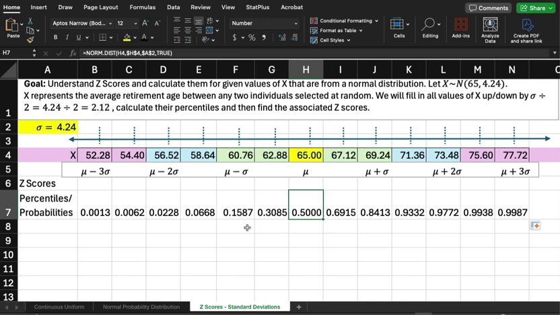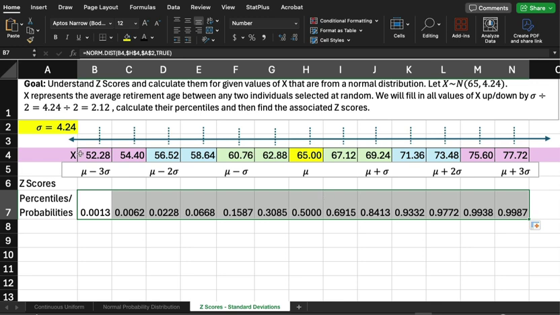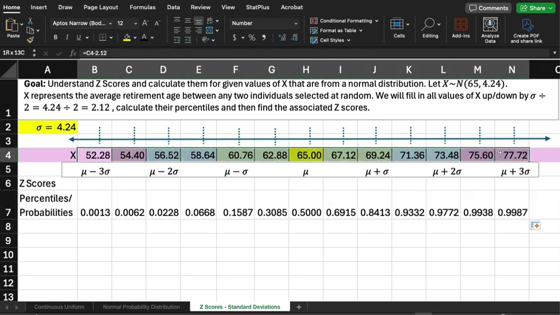Okay. And then the value 69.24, which happens to be one standard deviation away from the mean, that's anything that's mu plus sigma, is always going to have a probability of 0.8413. That's just the nature of the normal distribution. These probabilities that you see here are tied to the fact that these numbers in row 4 are a certain number of standard deviations away from the mean. Okay? That is important.